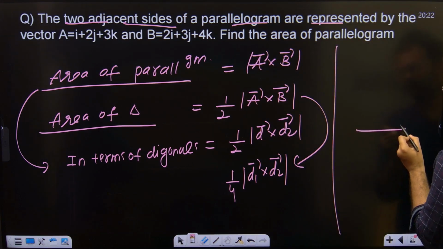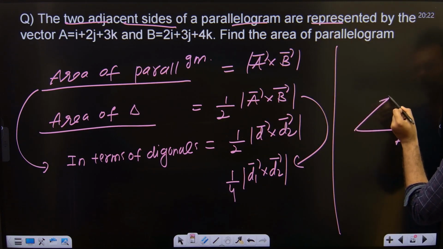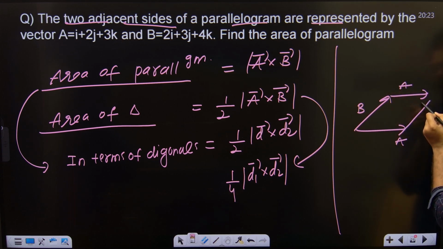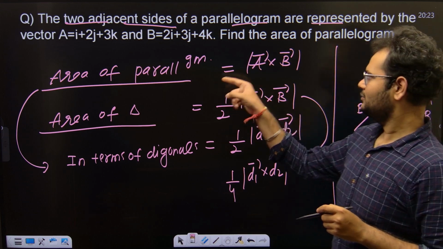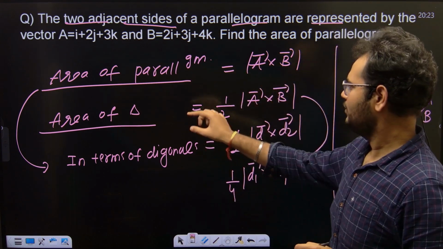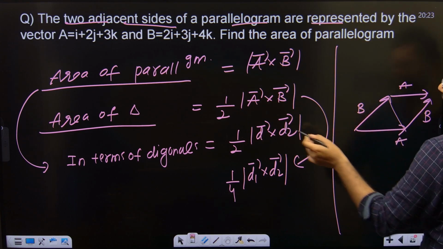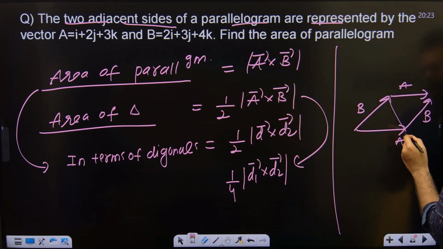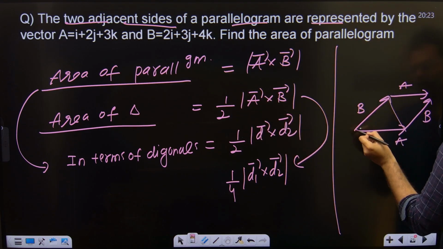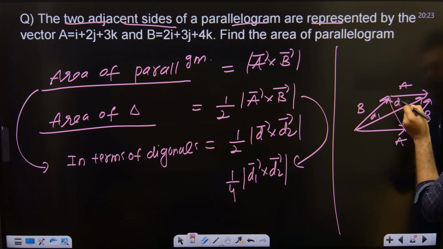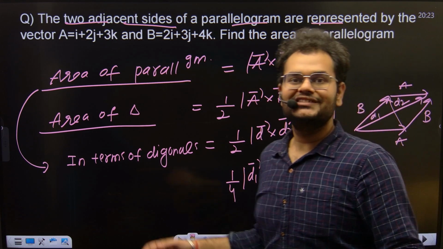See, if any two vector I take, this is A vector and B vector, then this is what our parallelogram will look like. So I was talking about area of parallelogram in terms of cross product, area of triangle. Which triangle I am talking about? This triangle I am talking about. Area of triangle in terms of cross product, and in terms of diagonal. Sir, where are the diagonals? See, this is first diagonal. Let us say this is D1, and this is second diagonal. This is D2. So this is about cross product.